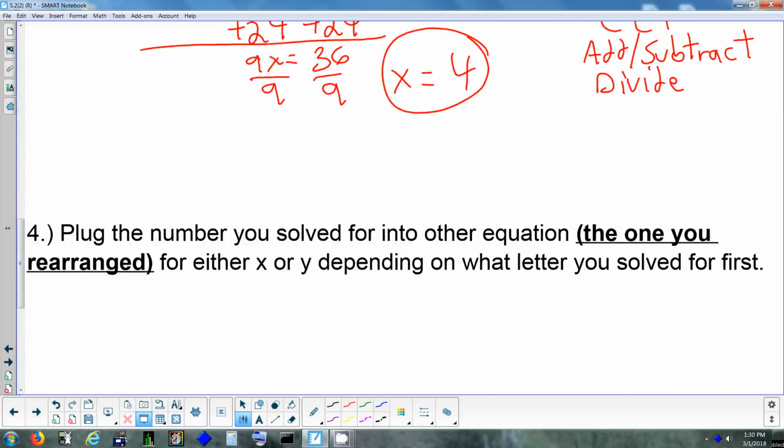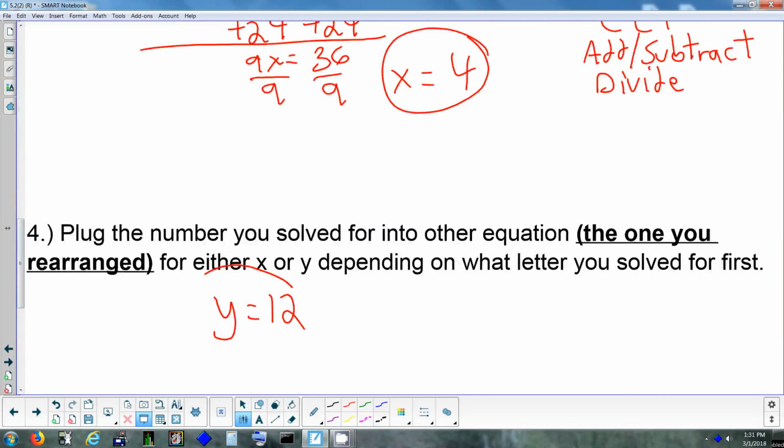90% of the time, you're not going to have that. But in this particular example, you did. So this one, it didn't matter. We just get Y equals 12. But if not, all we do is look for where X was in the equation that we rearranged, plug it in, put parentheses around it, and solve. This will make a little bit more sense when we do the next one.